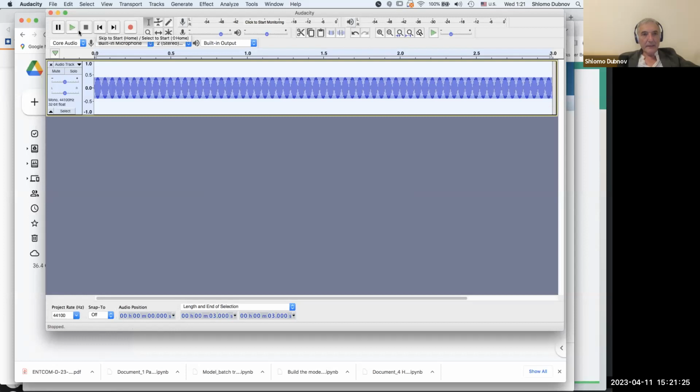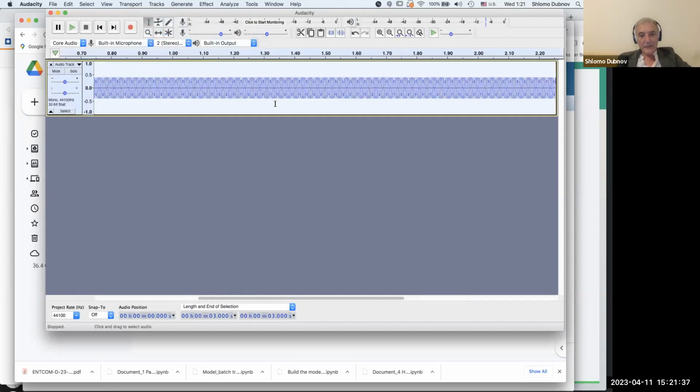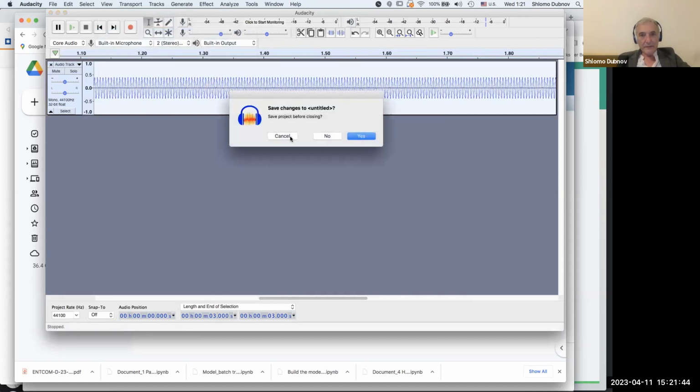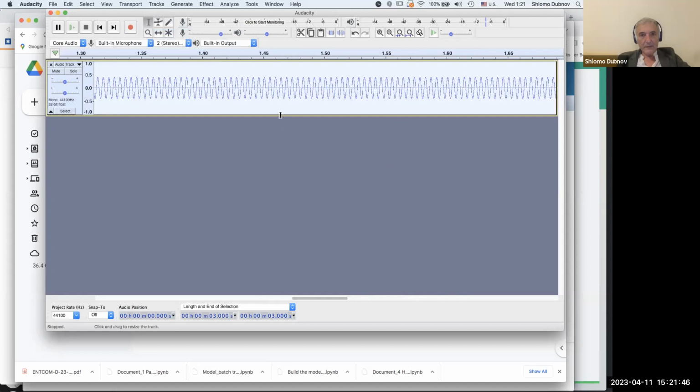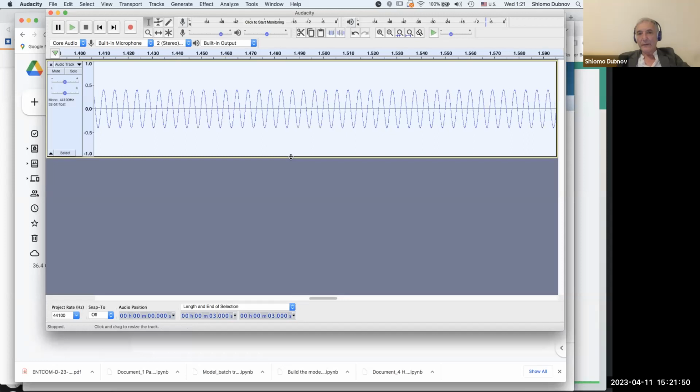Let me play it. Yep. I mean, these little wiggles are just an aspect of the way we see it. It actually doesn't zoom in. So you can see we have this very nice sine wave, okay?